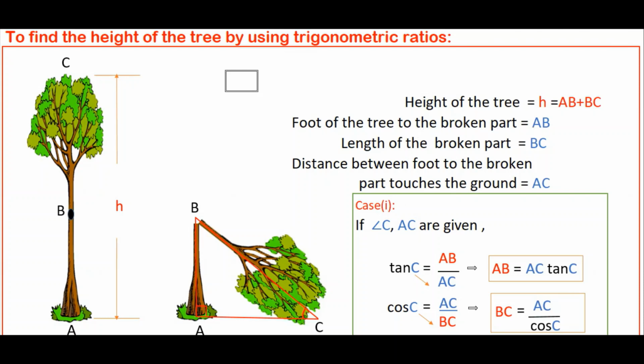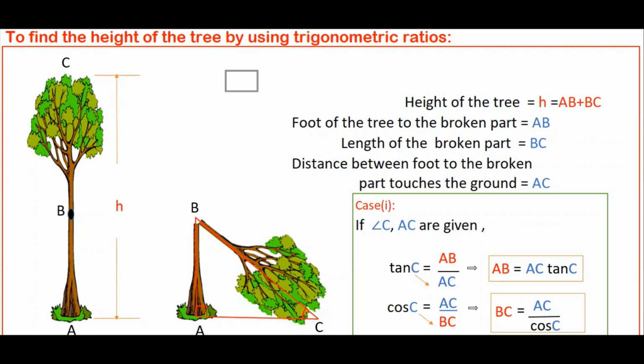So foot of the tree is at this point A, and foot of the tree to the broken part, that is AB, and length of the broken part, that is BC. So this is the length of the broken part, and the distance between foot of the tree to the point where the broken part touches the ground at this point C. So that is AC, and we can find the height of the tree, that is H, by using trigonometric ratios.